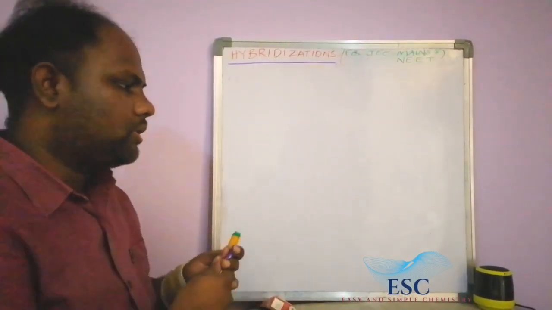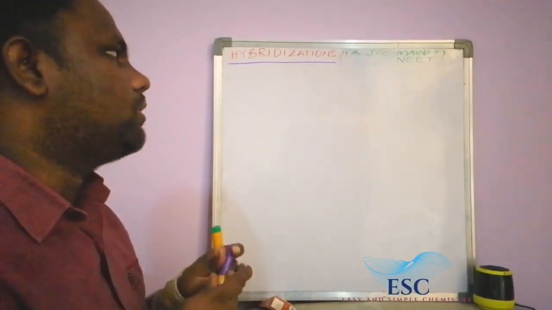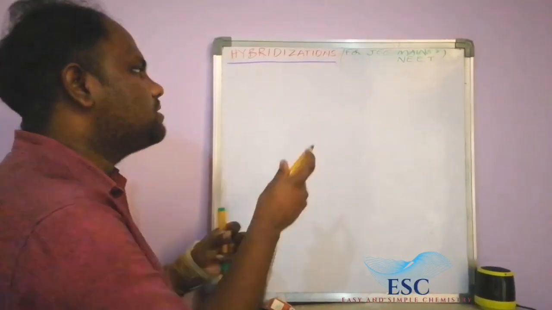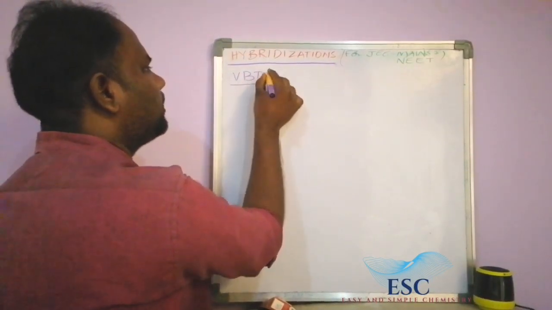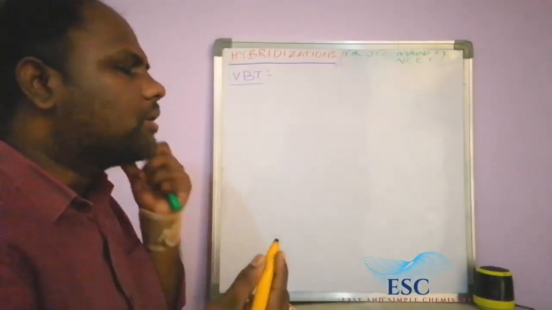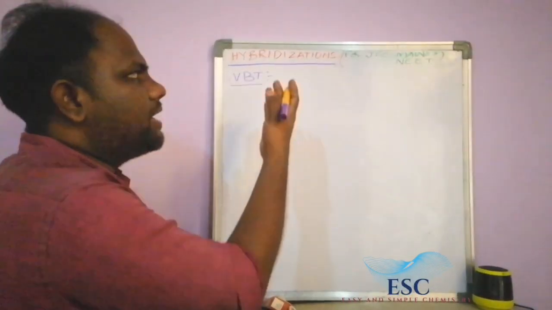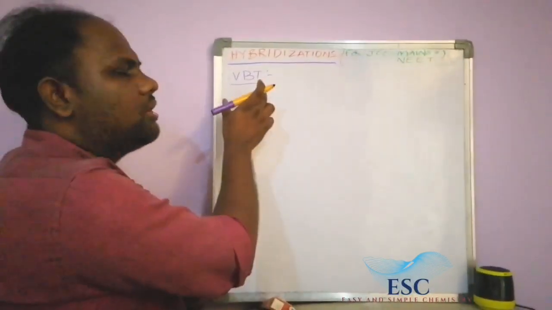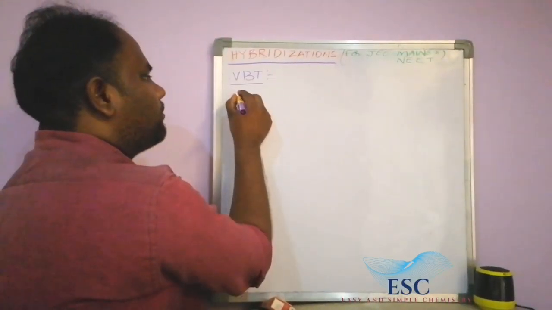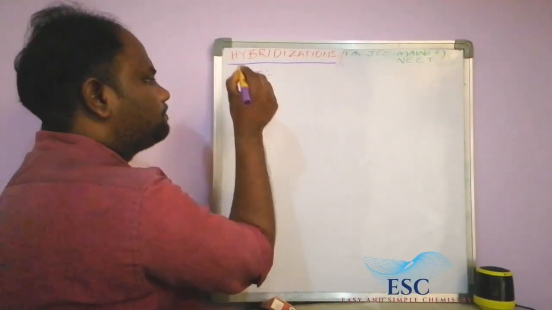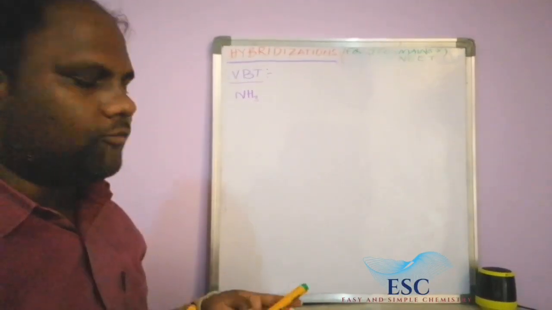Now, first, what is the actual way to explain hybridization? What is VBT? VBT means valency bond theory. So actually hybridization can be explained by using VBT. Now, write one example: NH3. NH3 is the molecular formula of ammonia.